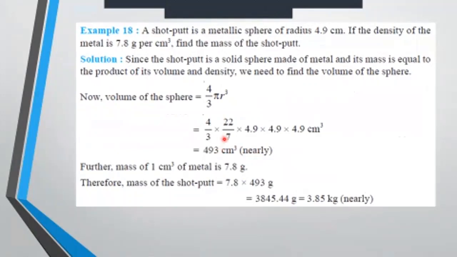Fine. Now, this is your volume. Now, mass is 7.8 per centimeter cube. So the full mass for the shot put is 7.8 into 493. So your answer is 3845.44 g, which they have approximated. But if not asked, need not approximate it. Leave it as 3845.44 g. Or if you want to convert it to kg, fine. They have not asked you anything, so you can leave it in grams only.